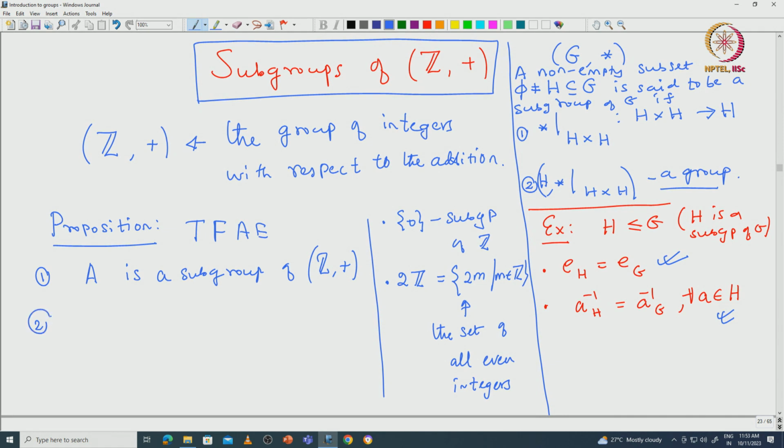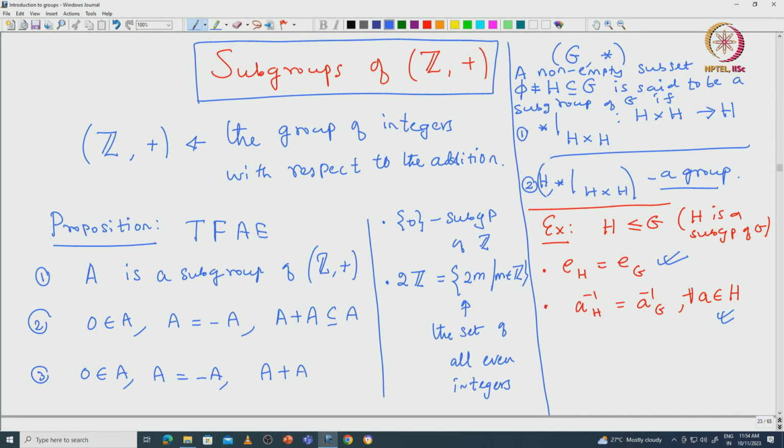So, what are the conditions? A satisfies the following properties. 0 is in A, and A is equal to minus A, and then the star, being just a map from A cross A to A, simply says that A plus A should be a subset of A. Since 0 is in A, this is equivalent to A plus A being equal to A. So, A satisfies all these three properties: 0 is in A, A equals minus A, and A plus A is a subset of A. And the third thing, you can easily see that since 0 is in A, A plus A is A.